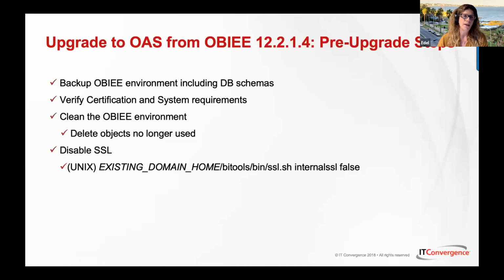Also, clean the OBIEE environment. Sometimes we develop things in OBIEE and people are not using them anymore, and we keep the RPD with all these obsolete objects. Try to clean the RPD and the catalog before doing this upgrade. The other thing you have to do is disable SSL, just by running this command, and that's it. Before running the command, you need to stop the service, by the way.